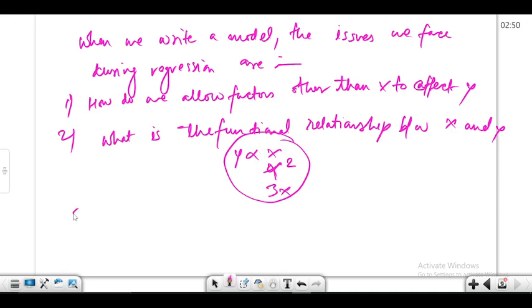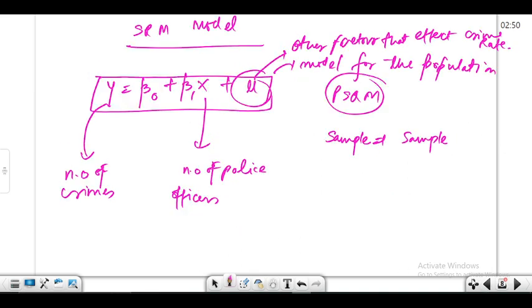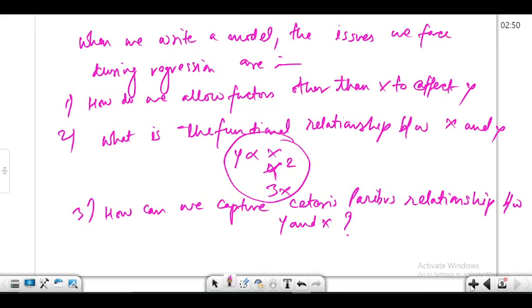Okay, the third issue is how can we capture the ceteris paribus relationship between y and x. So these are some of the issues that we face while creating a model. So let's just see whether our simple regression model, which is here, can help us deal with these issues.